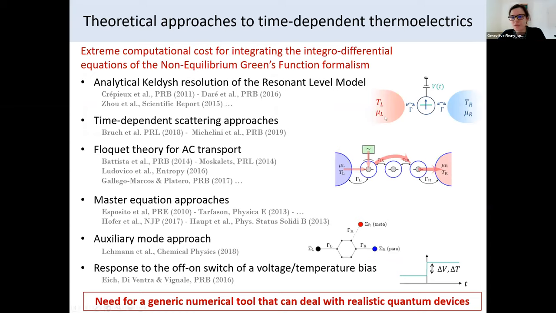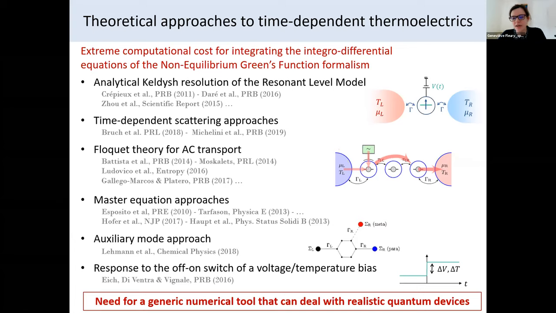From a technical point of view, the results I've just shown were obtained analytically by using the non-equilibrium Green's function approach, and it can be done for this simple toy model. But in general, it's extremely difficult, even numerically, to integrate the equations of the non-equilibrium Green's function formalism. That's why other alternative techniques have been used in the literature. This is a non-exhaustive list and I won't enter into details, but I want to comment on two points. First, in practice, those techniques have been applied mostly to small systems like this resonant level model, or a few-dot model studied in this paper, or a benzene molecule taken from this paper, but not to large systems.